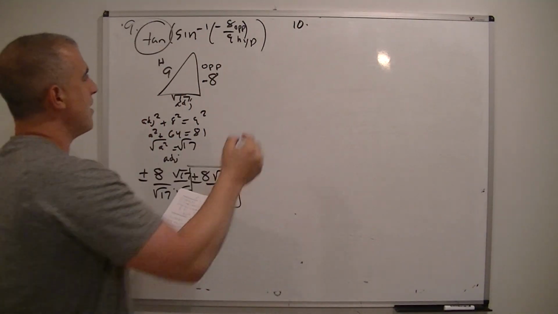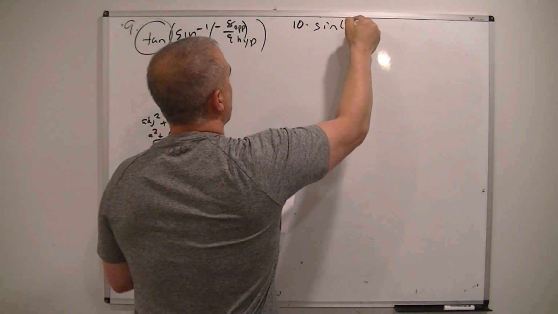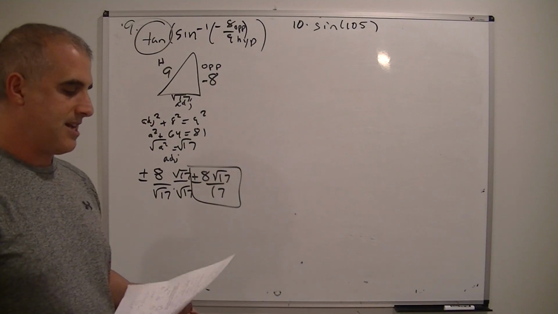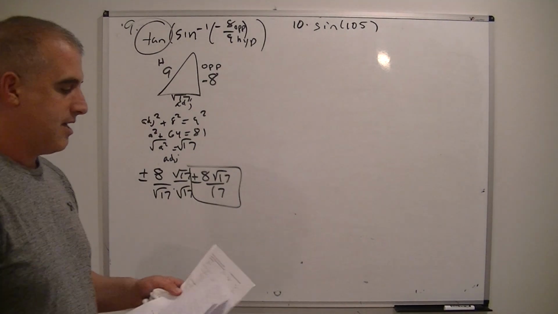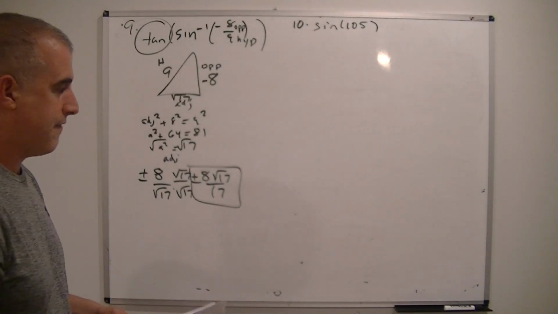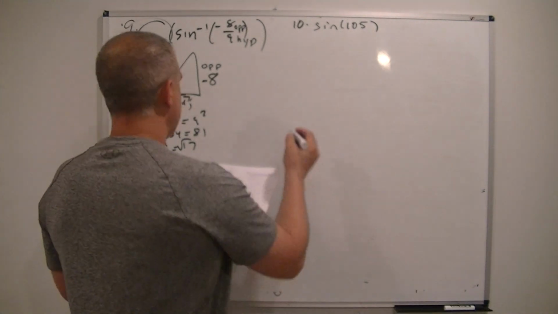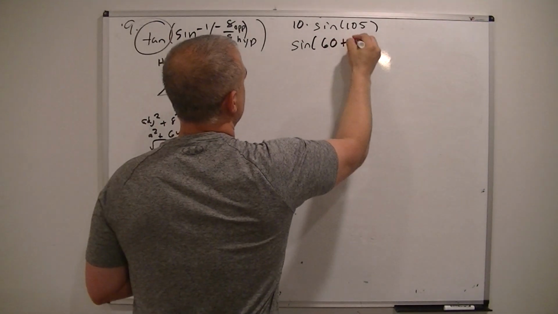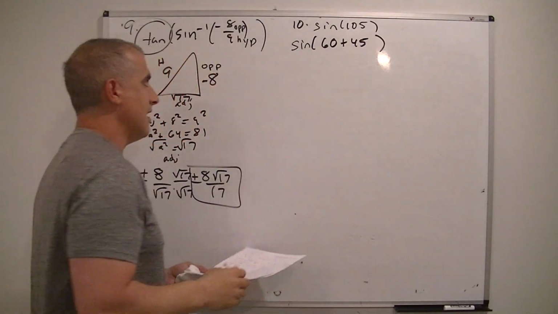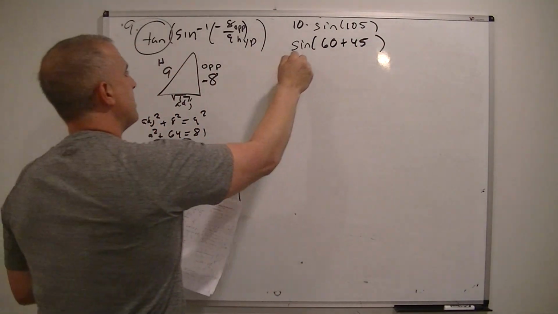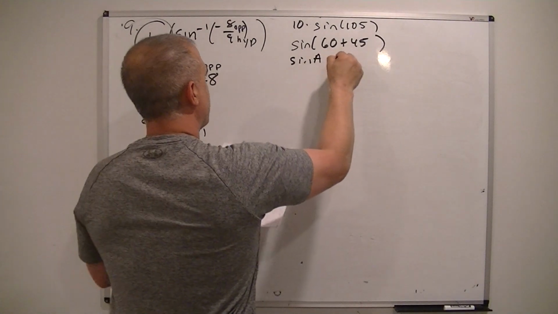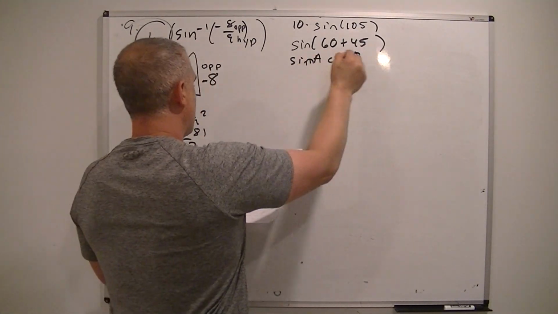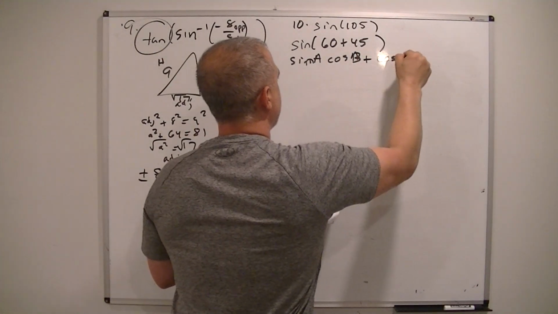Find the exact value of sine of 105. What I would do is use your identities worksheet. There's an identities formula sheet that basically says do sine of 60 plus 45. And that formula would be sine of A, cosine of B, plus cosine of A, sine of B.